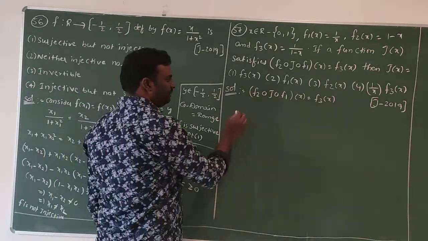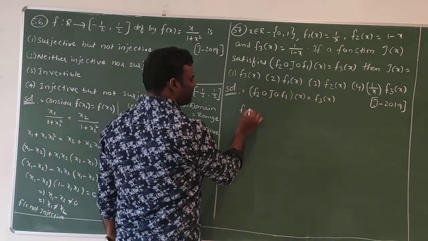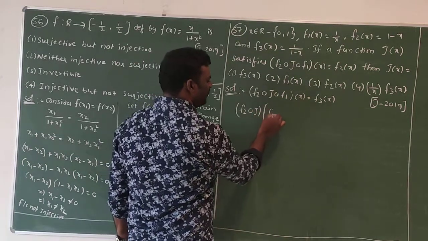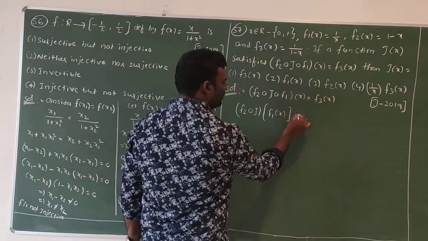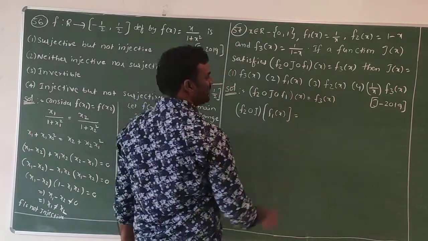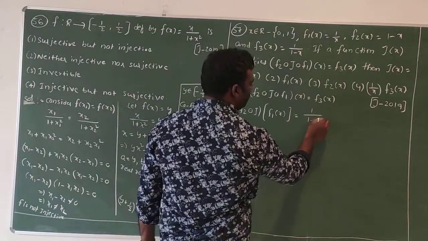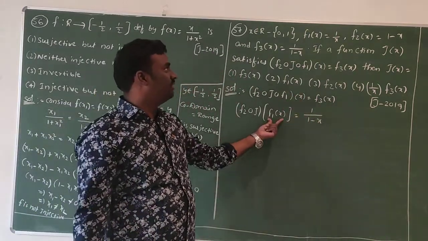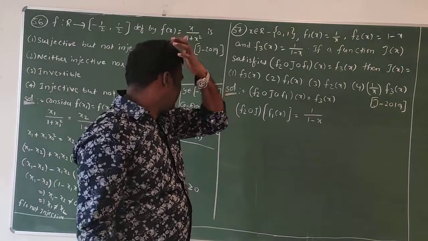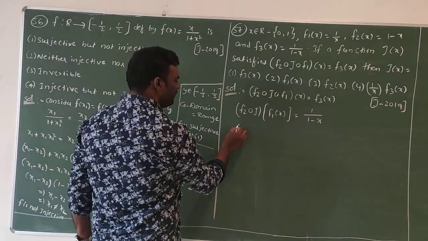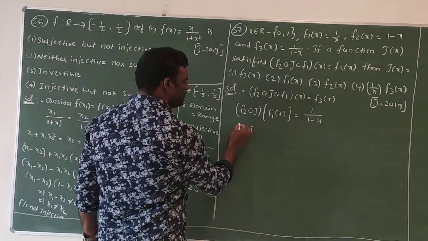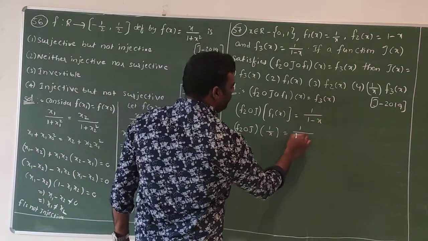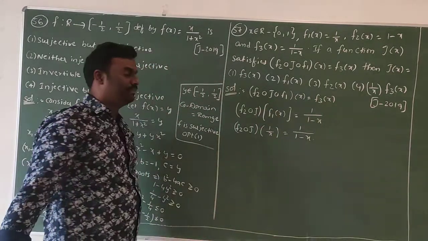Okay, then f2 circle j circle f1 of x equals to, what is f3 of x? 1 by 1 minus x. Here f1 of x function already we know, that is 1 by x. Then f2 circle j of 1 by x is equal to 1 by 1 minus x.